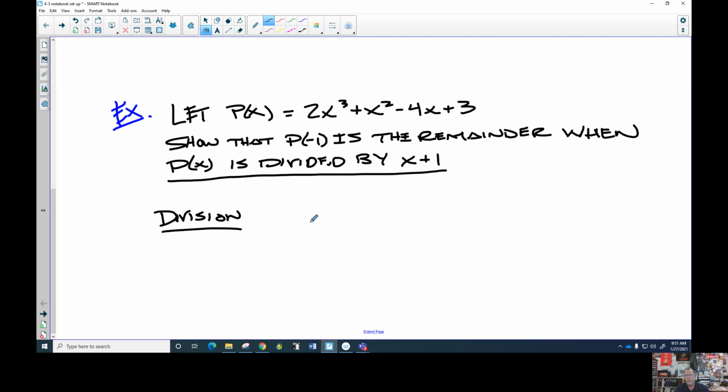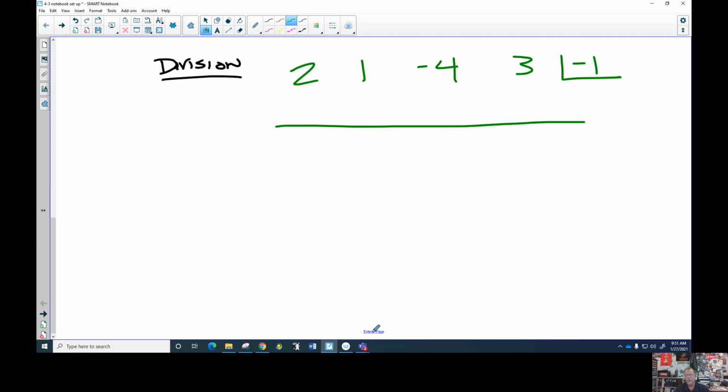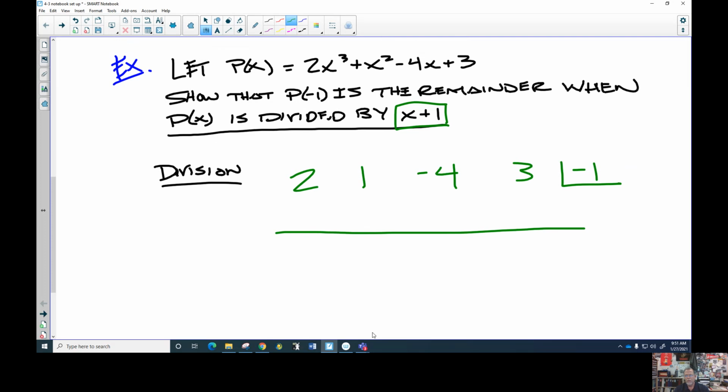So I'm going to use synthetic division. So let's do 2, 1, negative 4, and 3. And if I'm dividing by x plus 1, then in the box would go negative 1. Now we would bring down the 2, multiply by negative 1, add. We get negative 1, multiply by negative 1, we get 1. Add to negative 4, we get negative 3. Multiply by negative 1, we get 3, and 6 is left over.